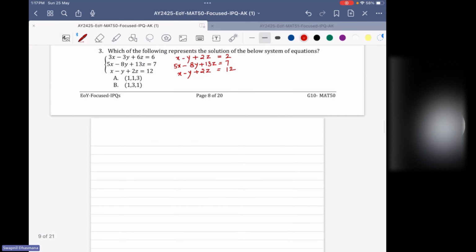Let's see how do we solve these equations. So let's go with this one. X minus y plus 2z equals 2. I'll name it equation 1, I'll name it equation 2, I'll name it equation 3. So you will use 1 and 2, and you can use 1 and 3.